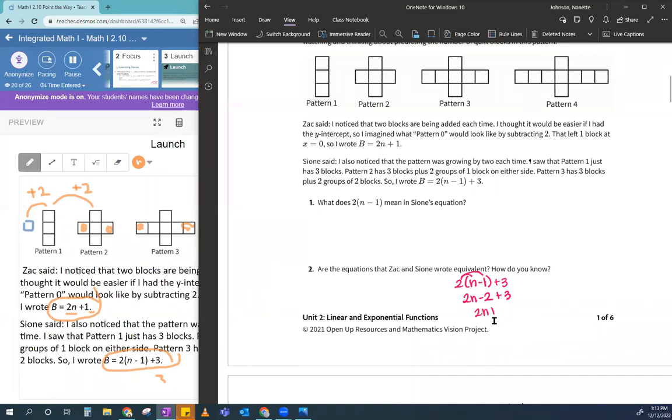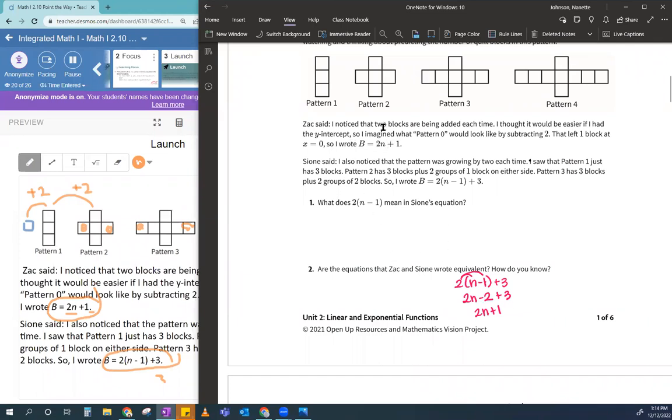Does 2n plus 1 equal 2n plus 1? And that's an obvious answer. Yes, Ms. Johnson, they're exactly equal. In fact, they're exactly the same. Yeah, so -2 plus 3 is 1. Yes. So now I just proved that they were the same.